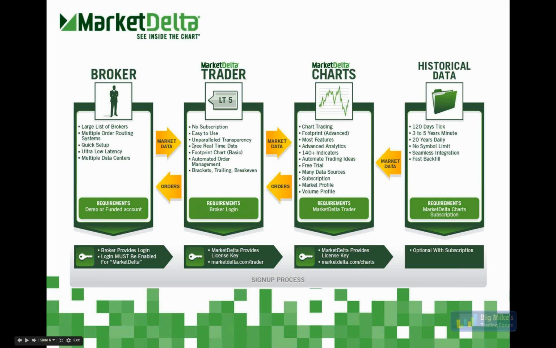Now let's talk about the trading piece. We've talked about the market data. That's what these yellow arrows pointing to the right are. If you were to initiate an order from within charts, it immediately passes through Trader and to the broker or to the exchange. Okay. If you were just to click and trade from Trader, it just sends it right to the broker.